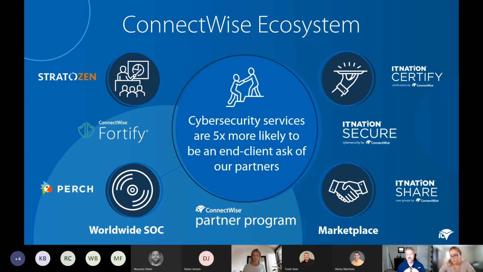Now, ConnectWise doesn't solve every problem out there. We don't have a product for everything out there. So we've got the ConnectWise Marketplace that our partners lean on to help close the gap when they need some additional technology that we don't offer directly.